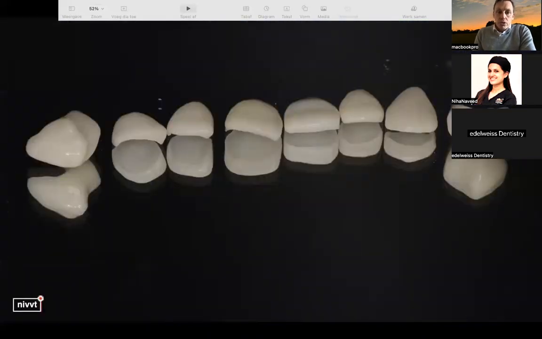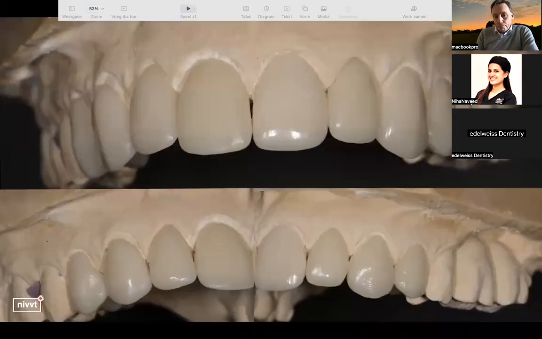Finally, you see in half an hour, on average, it takes between 6 and 10 minutes for one restoration to mill. But the good thing about this way of working is that you get the restorations out immediately. You don't have to put them in a sintering or a glazing process. You can simply polish them with little brushes, and you get a high gloss from these restorations, which we can use immediately in the mouth of your patient.